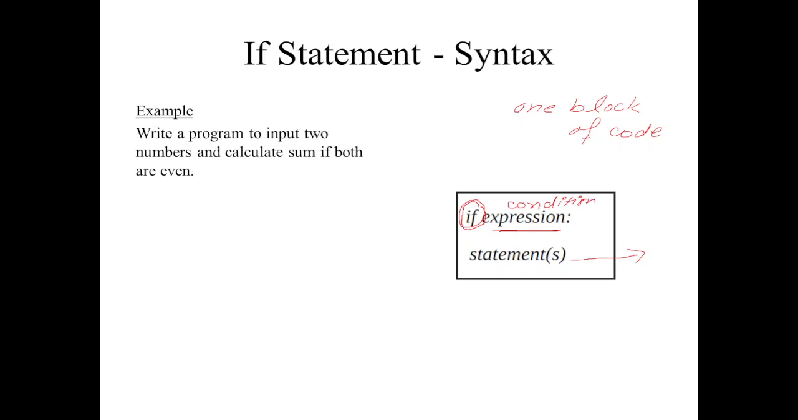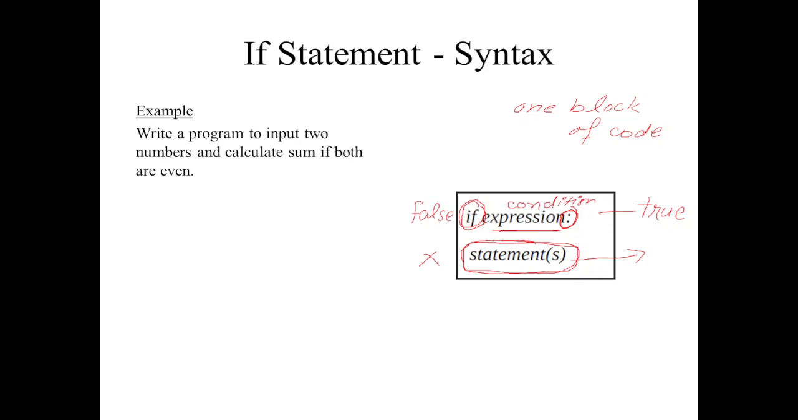Then we also use a colon at the end of this expression. If this condition becomes true, then the block of code, or the set of statements following this expression, is executed. On the other hand, if this condition becomes false, then this block will be skipped. It will not be executed.